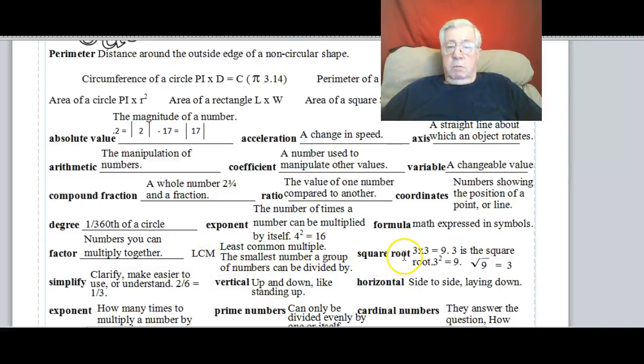Square root. 3 times 3 equals 9. 3 is the square root. You could say 3 exponent 2 equals 9. This is a symbol for square root. So this says square root of 9 is 3.